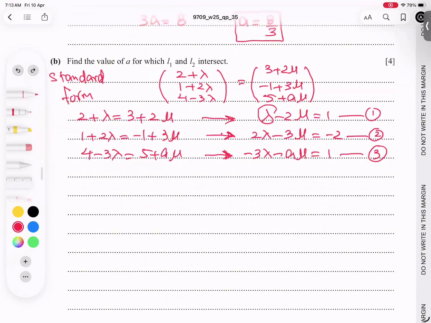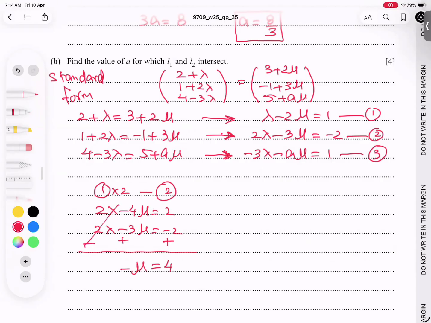This lambda has no 2 and here there is 2. So multiply the top equation by -2, or you can say multiply equation 1 by 2 and subtract it from equation 2. So let's multiply the whole thing by 2. So 2 lambda minus 4 mu is equal to 2. And the lower equation I'm copying as it is. And signs must change because of the negative sign. Must change. I got negative mu is equal to 4, or the mu value turns out to be -4.